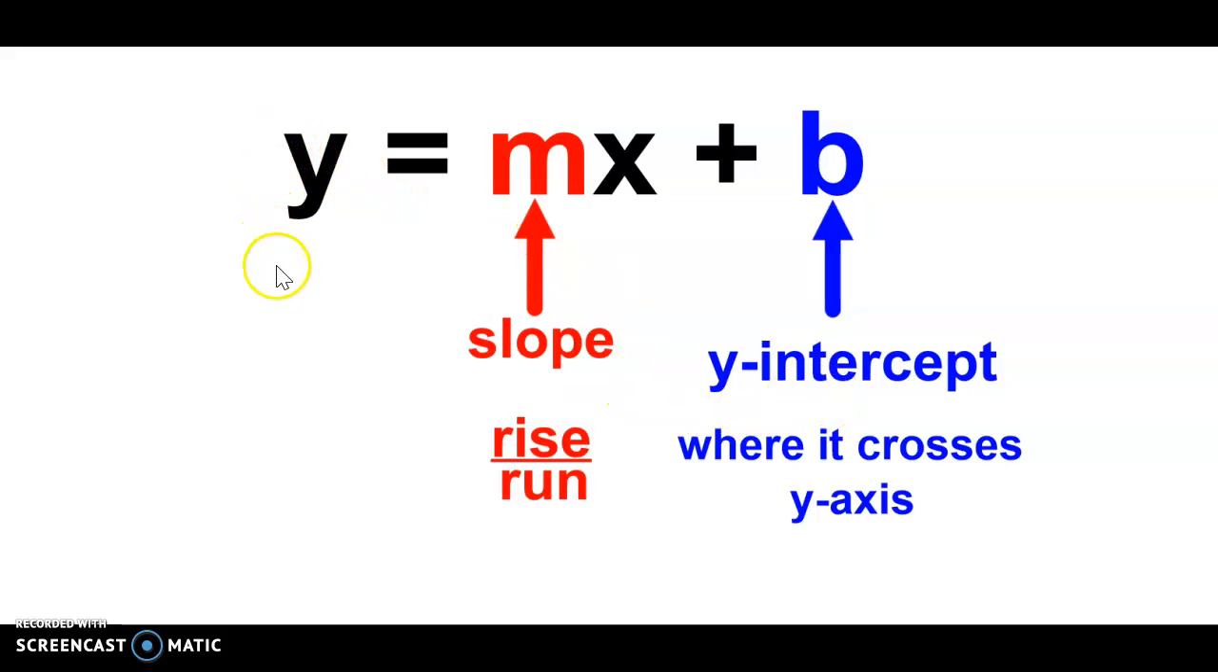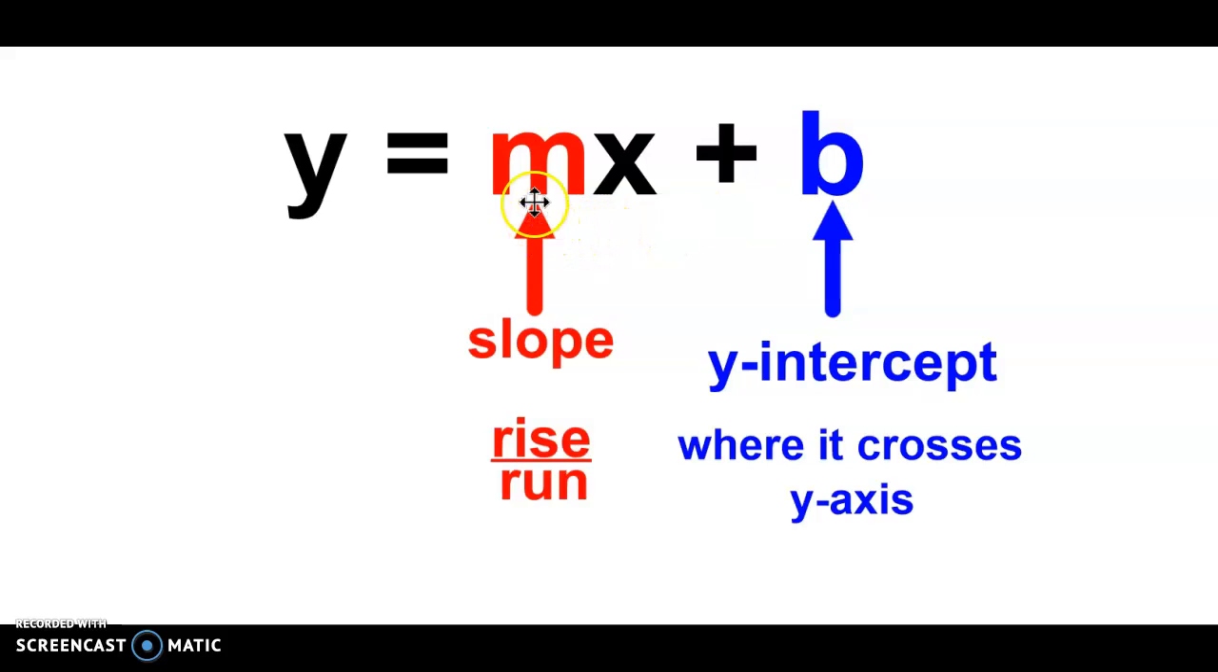So this equation that you see right here on the screen is written in slope-intercept form. That means it starts with y equals, it has a number in front of x, that is your slope, and it has a number being added on that is your y-intercept. So if someone gives you an equation in slope-intercept form, you can identify the slope and identify the y-intercept just by where the number is.